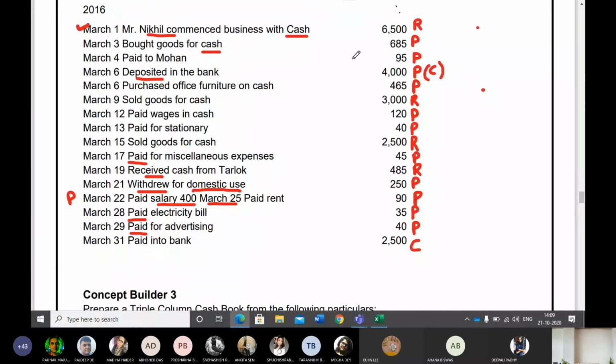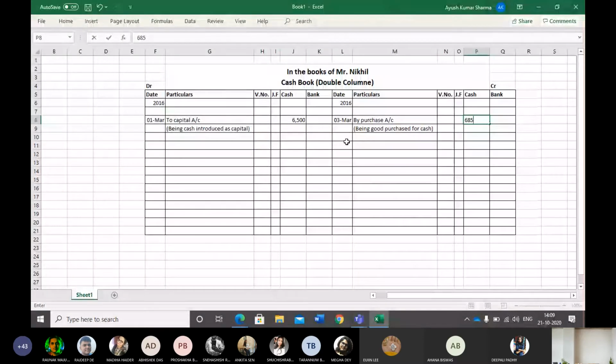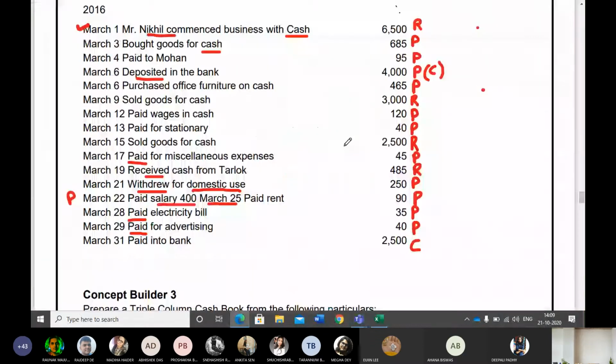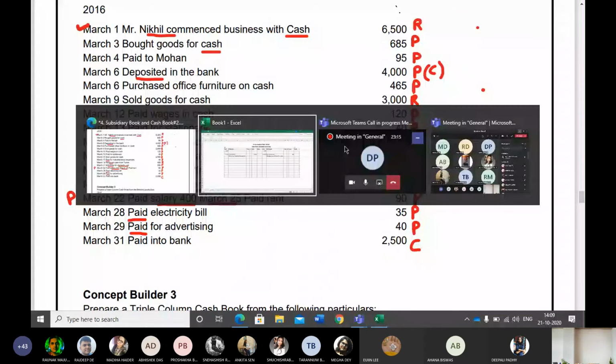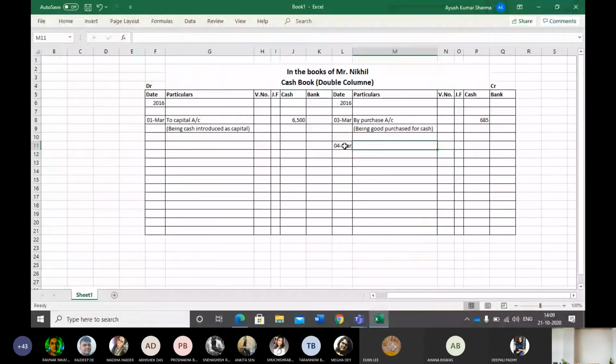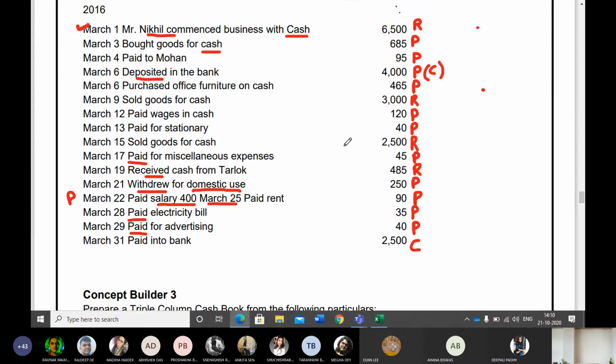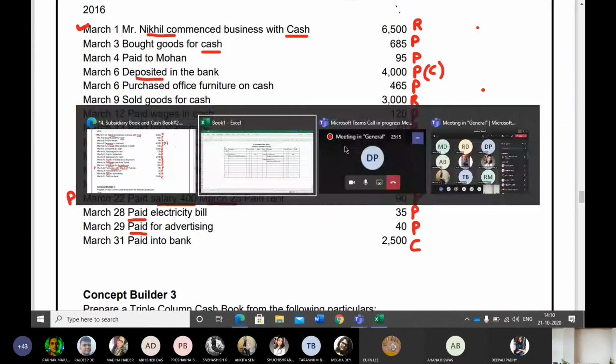Next, paid to Mohan 95. Again, we'll write on the credit side. It will be 4th March, by Mohan account. Being cash paid to Mohan. And in the amount column we'll write 95.